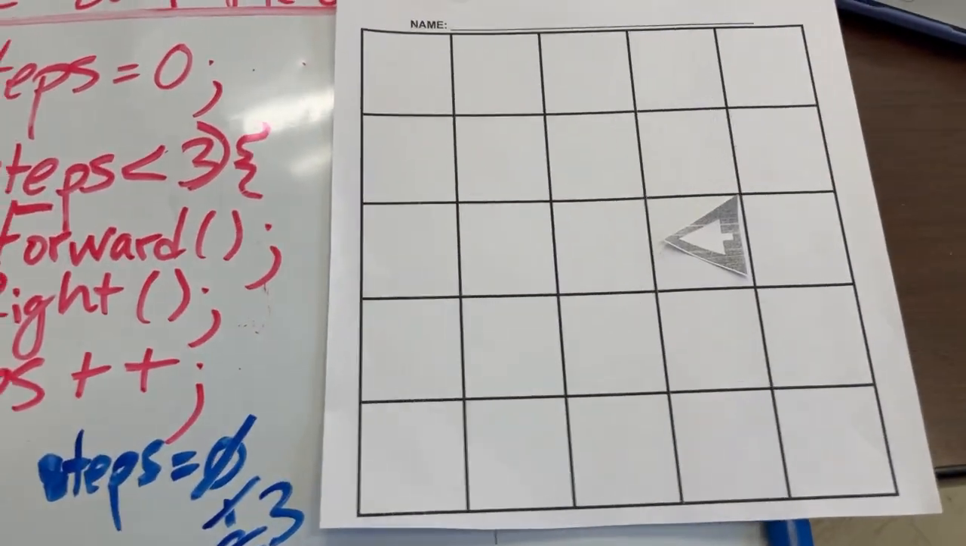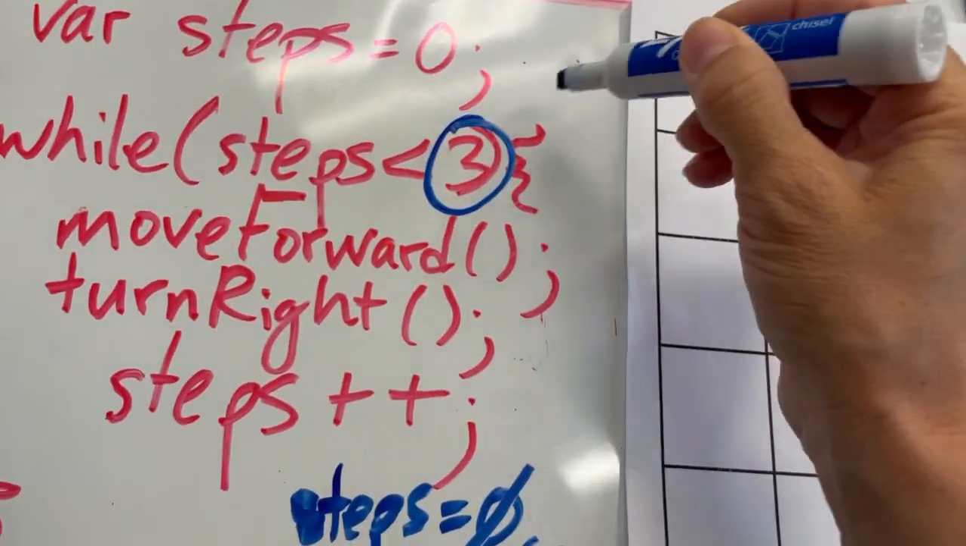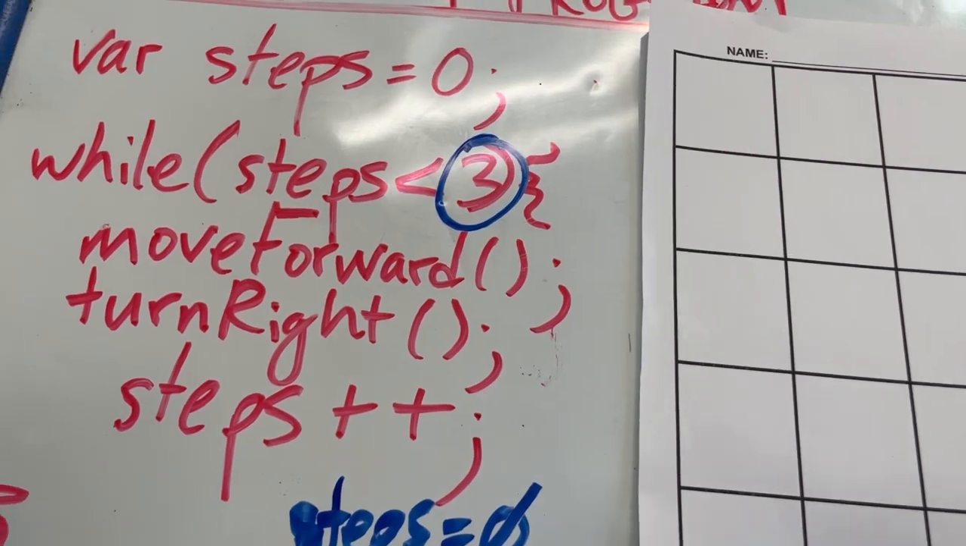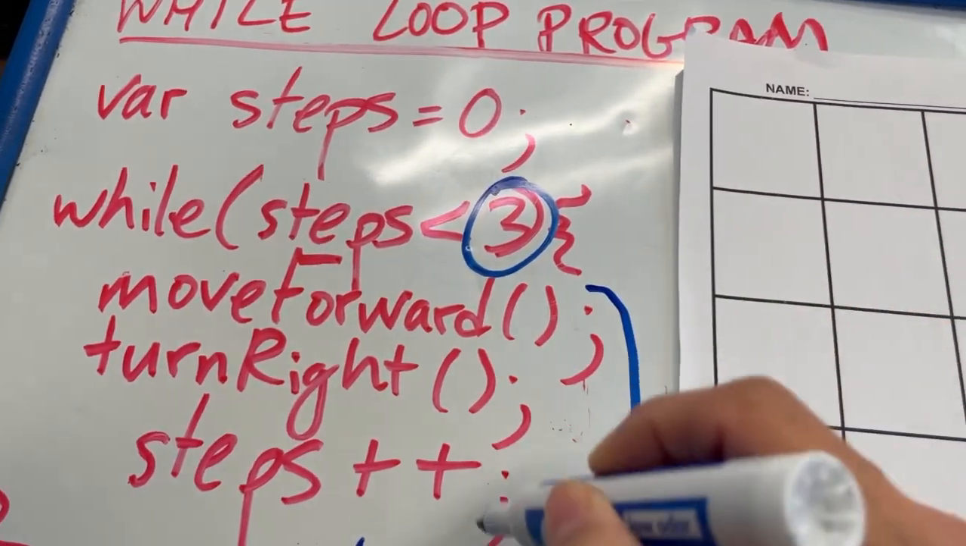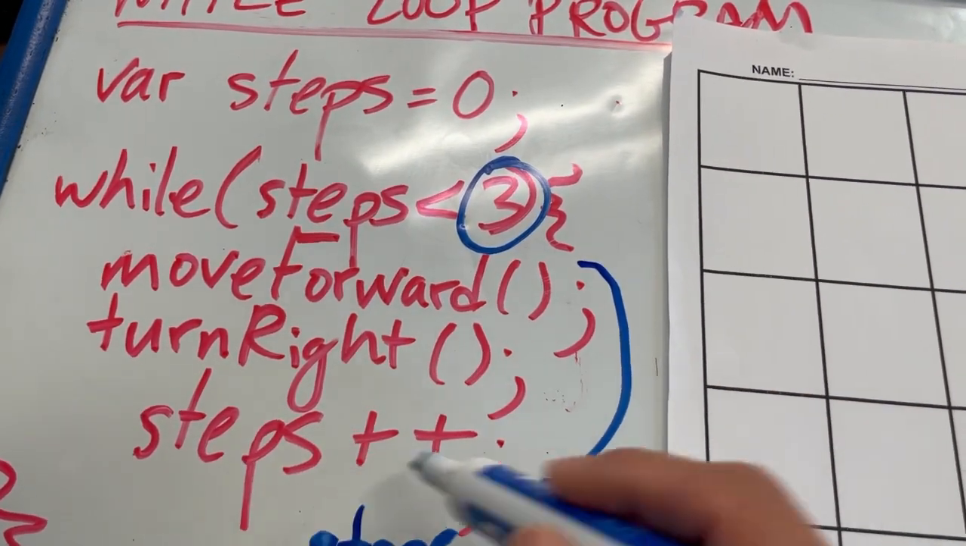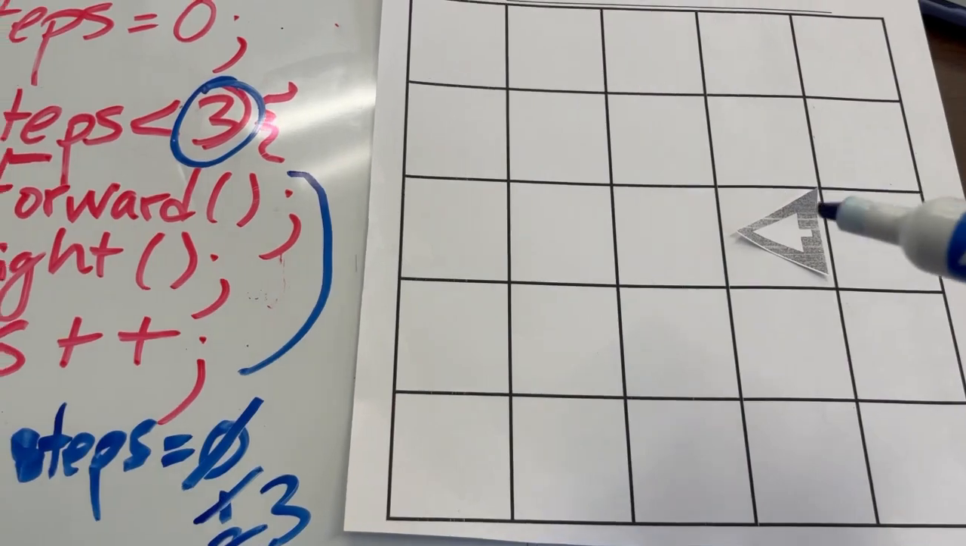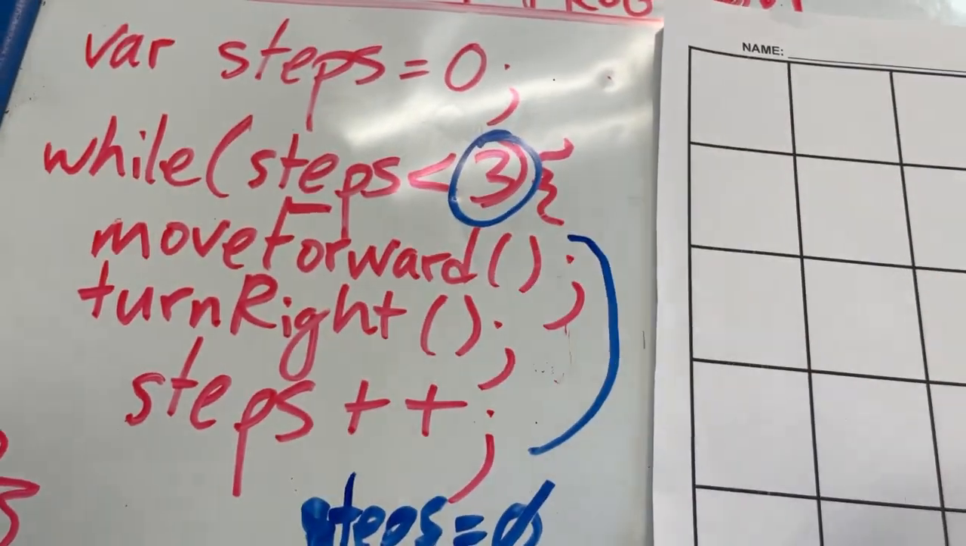Usually, as long as this says less than, that's our trick, that this is the number of rounds that we do. A round is this setup here. So move forward, turn right. Steps plus plus is just increasing the value of this variable, so we don't actually do anything with our robot here. We just do whatever the movements are.